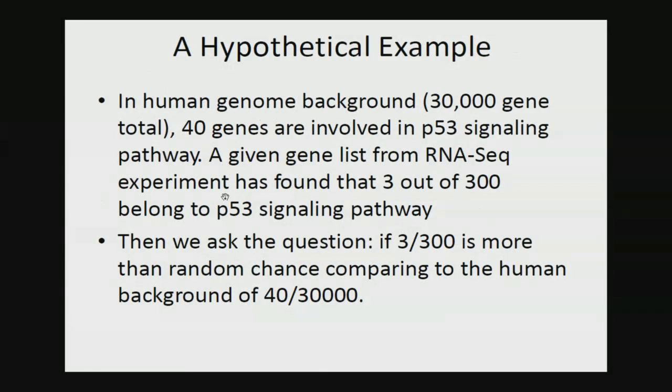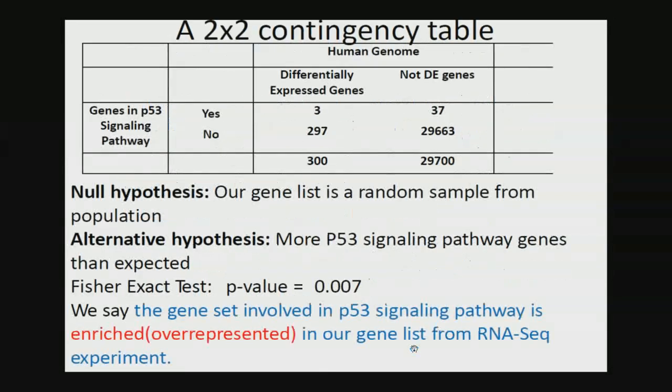So out of these 300, there are 3 genes that belong to the 40 genes involved in the signaling pathway. Then we want to ask the question: is 3 out of 300 more than random chance, compared to the human background of 40 out of 30,000? So it's a more frequent occurrence than the background. That's the Fisher test. So that's why we want to perform a Fisher test.